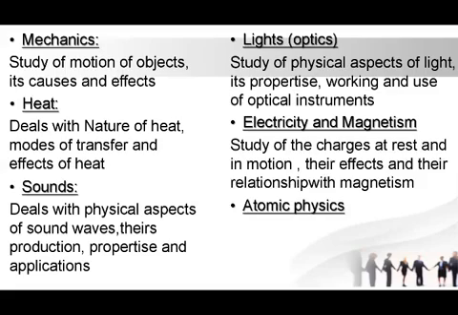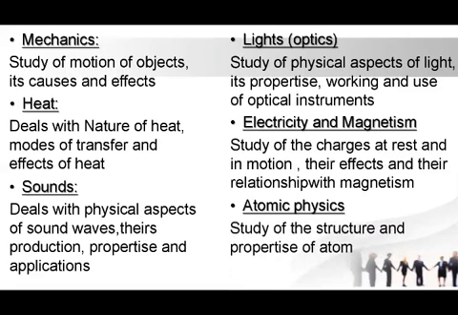Atomic physics. Simply, you can define these branches of physics in your own words. It's not important that you limit yourself to our definitions or to the definitions of books. You can explain it in any way, but in a right way. Atomic physics: if someone asks, what is atomic physics? Simply I will answer, that branch of physics in which we study the properties of atom and the structure of atom is called atomic physics. So it is a right definition. Study of structure and properties of atom is called atomic physics.